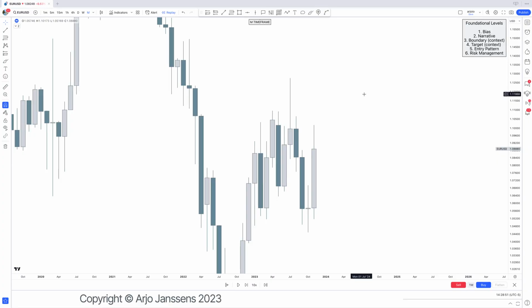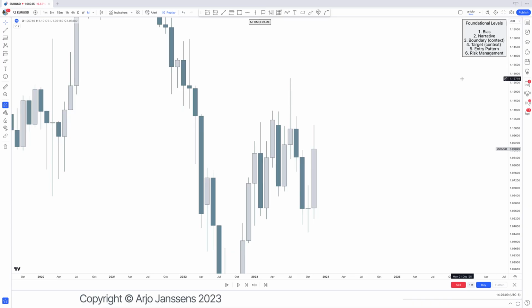So this right here is where we first need to go over a few things, of course. In the top right, we can see bias, narrative, boundary, and target, because that is when we get to entry pattern. That is when we get to risk management, etc. So that is where the lower time frame order flow comes in.